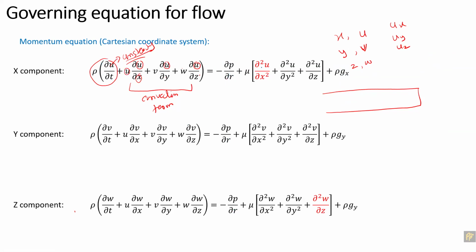And the last term here is this term here. This term has two things. They are stresses. So any velocity with respect to the same component, same dimension, will be normal stress.